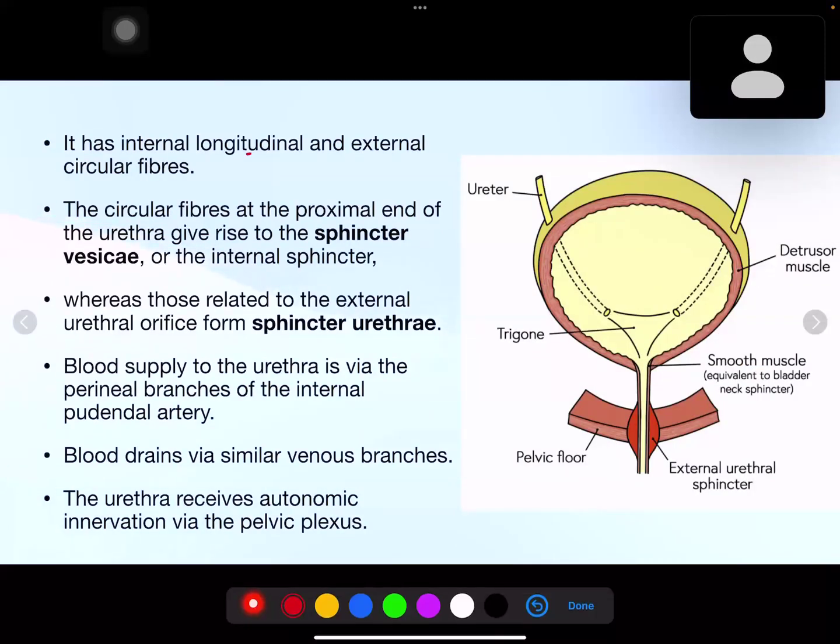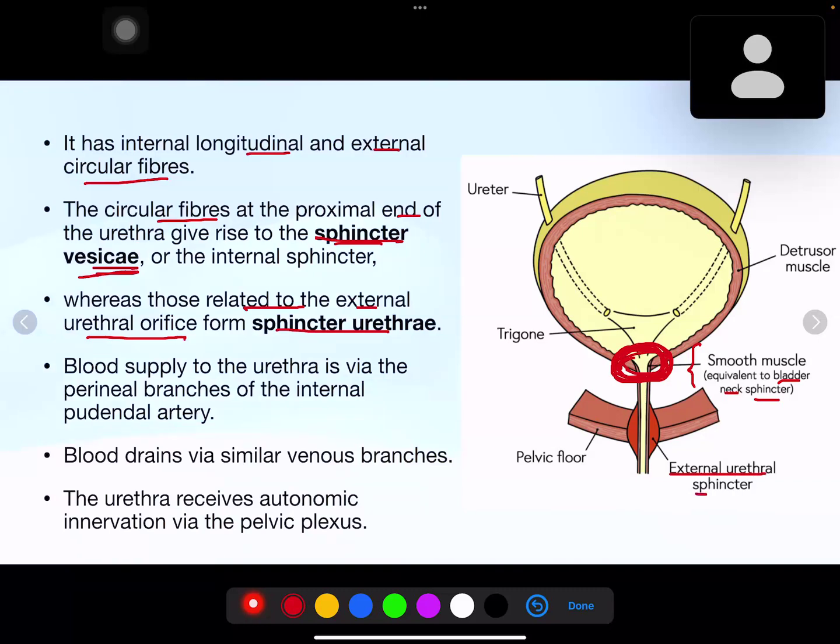Okay, so it has internal longitudinal and then external circular fibers as well. The circular fibers at the proximal end, like the sphincter vesicae we discussed previously at the bladder neck. This was the bladder neck sphincter, or sphincter vesicae. We discussed that the circular muscles were thickened to form this sphincter. So this was the internal sphincter, and those related to the external urethral orifice form the sphincter urethrae. So the external urethral sphincter is this. So blood supply to the urethra would be from the perineal branches of the internal pudendal artery.